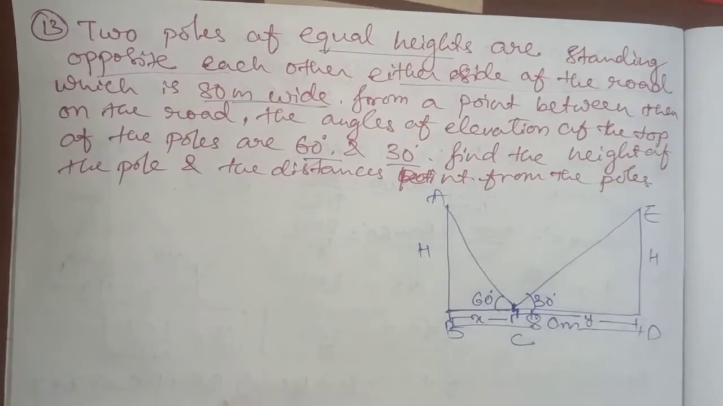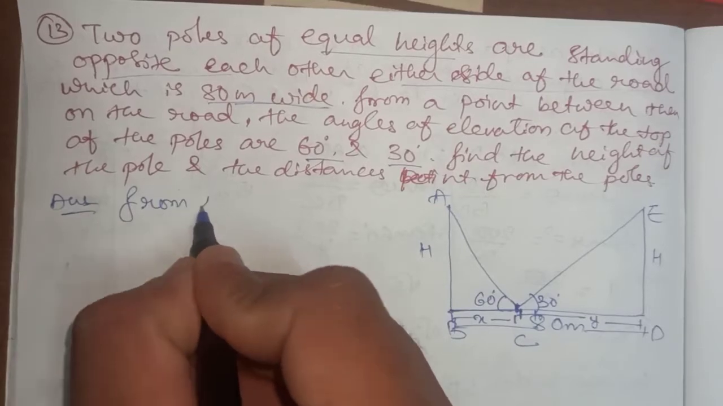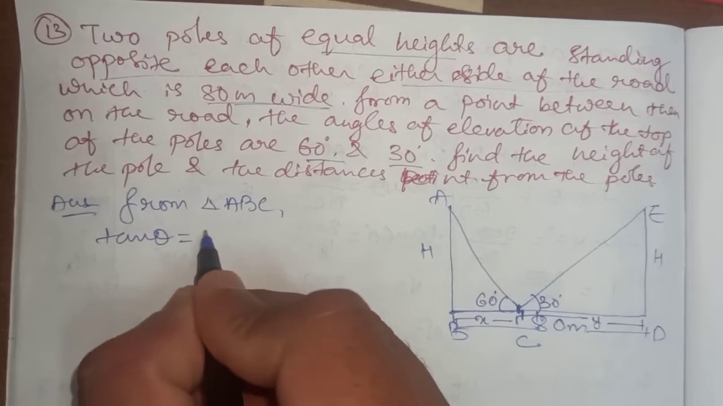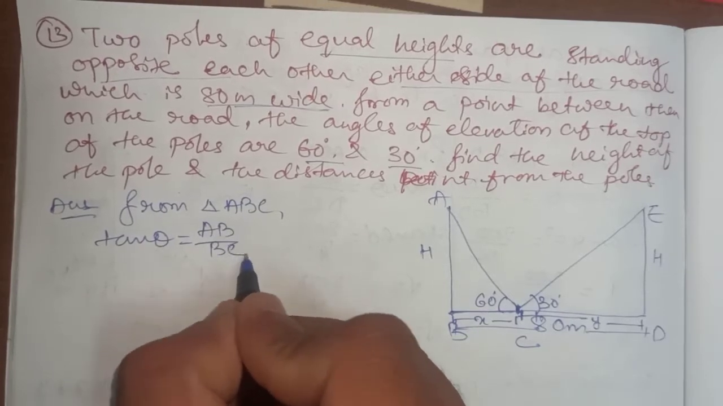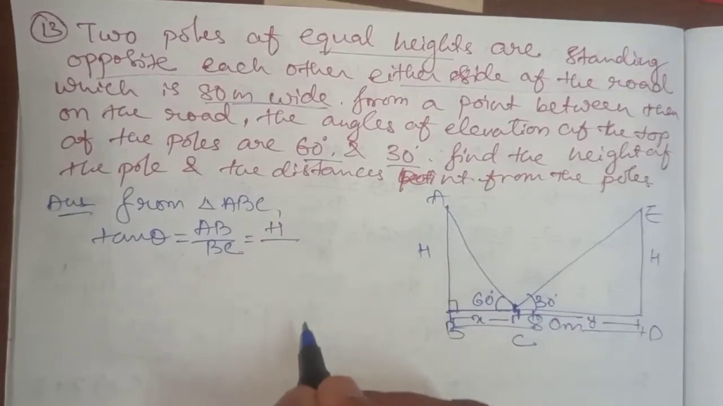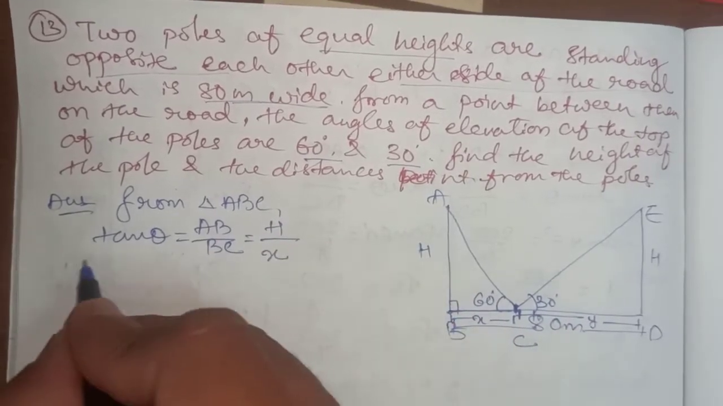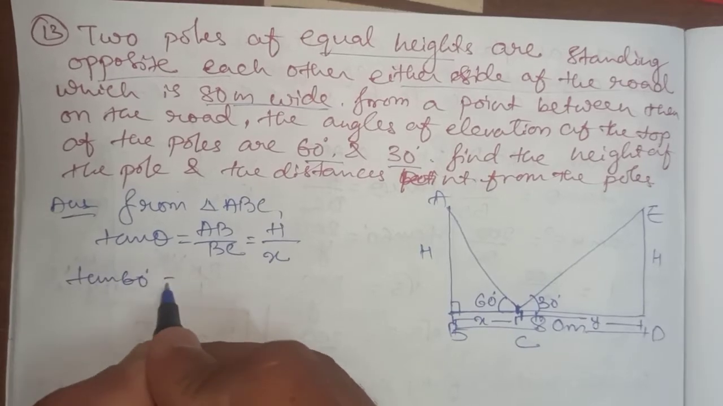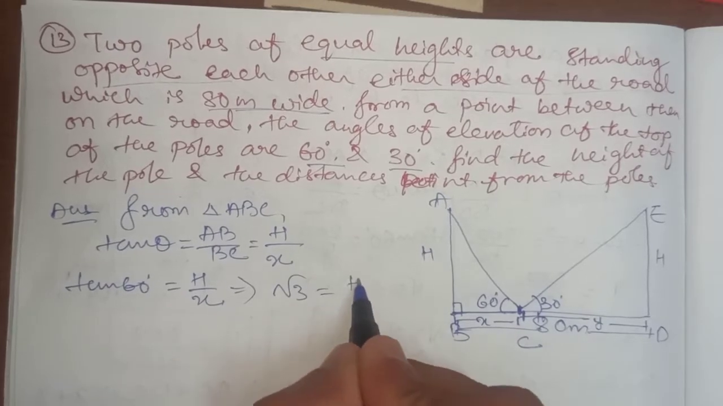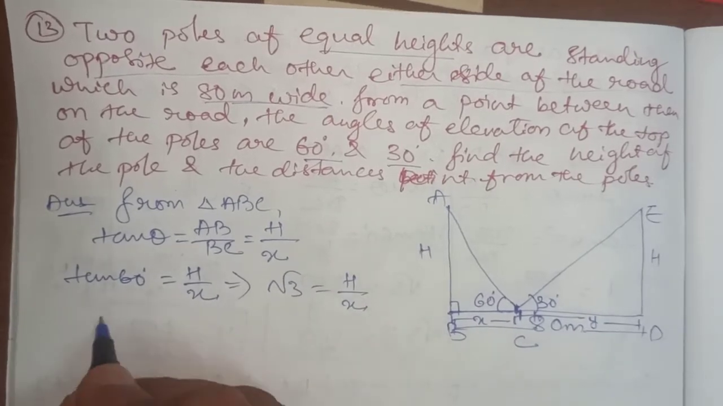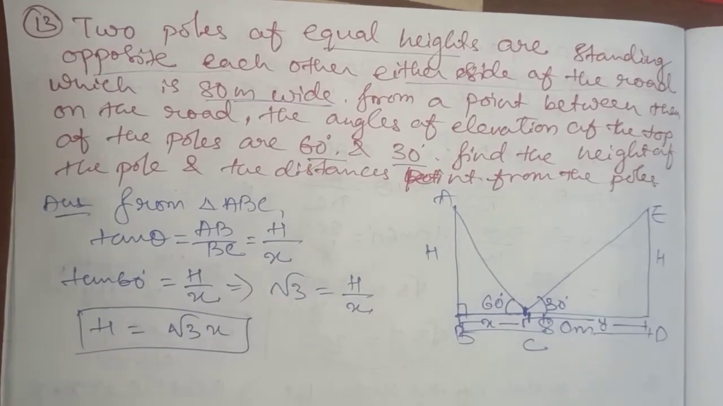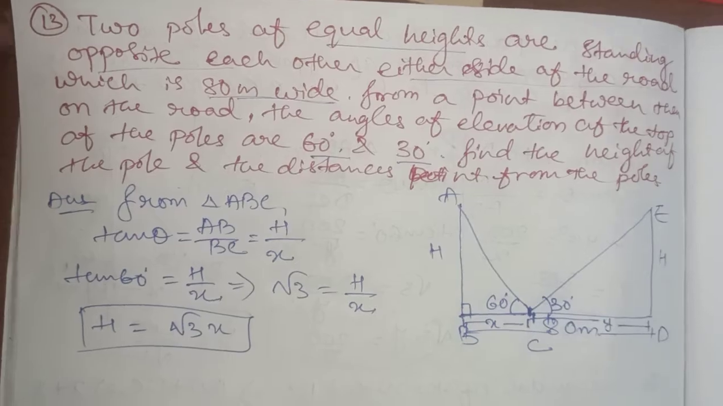So first of all I will take triangle ABC. From triangle ABC, tan theta equals AB by BC, perpendicular by base. Perpendicular is h. Base is x. Tan 60 equals h by x. Tan 60 is root 3, equals h by x. Multiply x here. h equals root 3 x we will get.